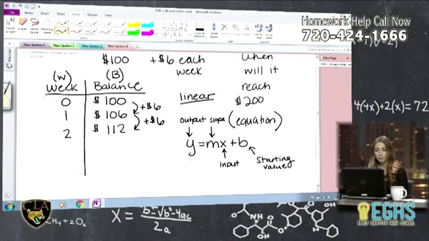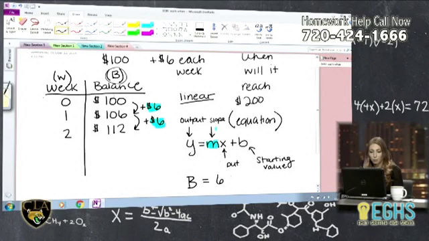Our output variable is our balance, which we'll call B. Our slope or growth, the m part, is going to be the $6. This is our constant growth. Then we use our input variable, so we'll say 6 times W. Let me get myself clear here: B is my output, and W is my input. This makes sense because he's earning $6 per week.